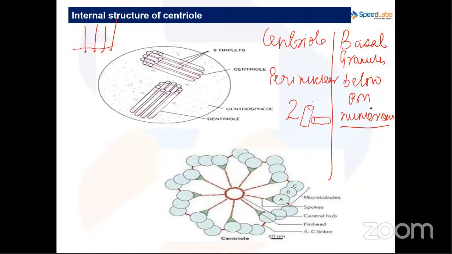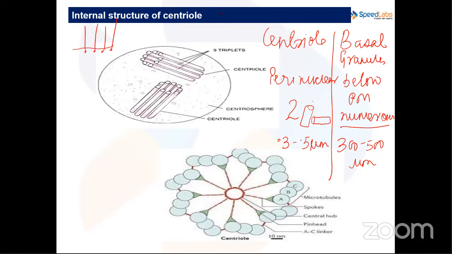What is the diameter of the centriole? Centriole is thinner. It's just 0.3 to 0.5 micrometers. Whereas basal granules have larger diameter. Basal body has larger diameter, 300 to 500 micrometers. All right. So centrioles help in cell division. You've done cell division. What is the role of the centriole? They help in spindle formation, aster formation.